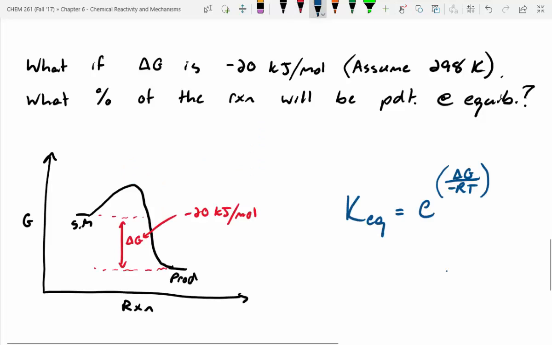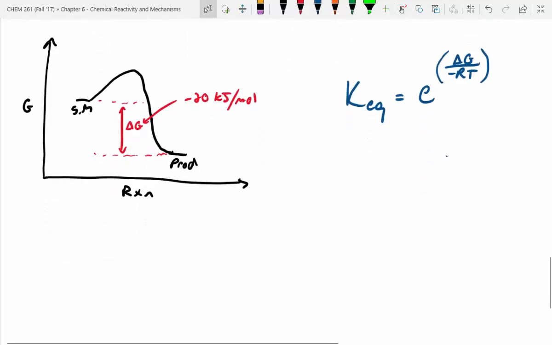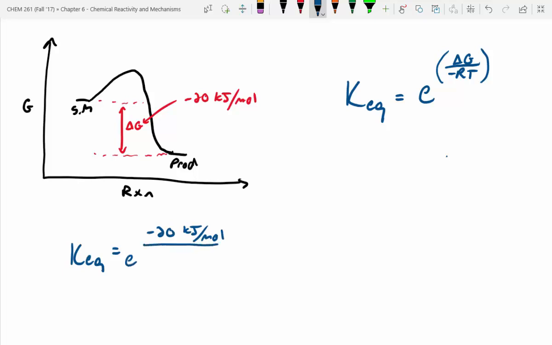So let's start working through this together, and I'll show you guys a mistake that oftentimes people make. We'll say, all right, Keq in this case must be equal to e to the negative 20 kilojoules per mole, oops, I'm forgetting my e, over negative 8.314 joules per mole Kelvin times temperature, which we said is 298 K. Are we done there? Do we just plug it in? What's wrong?